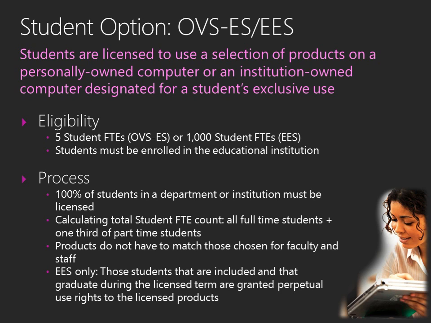And the products that are being run on those student devices do not have to match those chosen for the faculty and staff. However, there is one bit that varies. With EES, you can see on that bottom bullet point, the students that are included and that graduate during the licence term are granted perpetual usage rights to the licensed products, so they can keep the software on their machines and carry on using it. Whereas with OVS-ES, the students that graduate during the licence term have no perpetual rights, so they must deinstall the software once they have graduated.